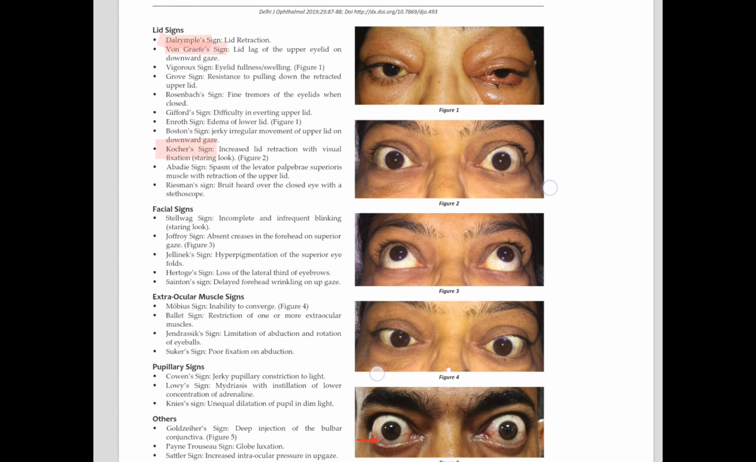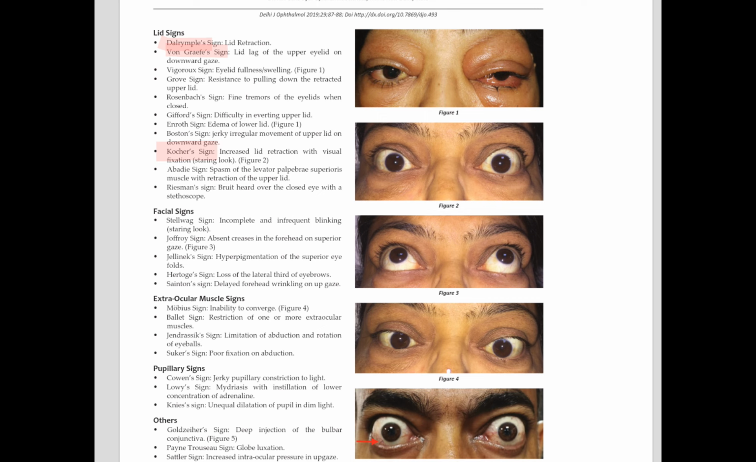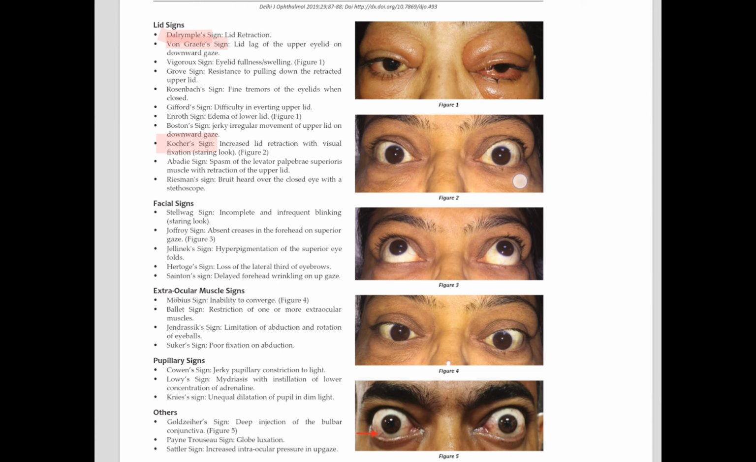So what important signs we have done? Dalrymple is for lid retraction. Von Graefe is for lid lag. Then is Gifford sign, difficulty in everting the upper eyelid. Then is Enroth sign, edema of the lower lid. Kocher sign, staring look. Then is Stellwag sign. Stellwag means blinking is less.